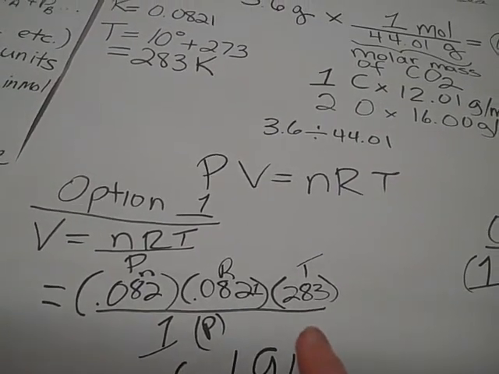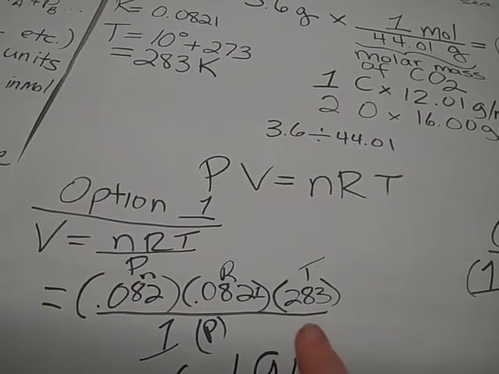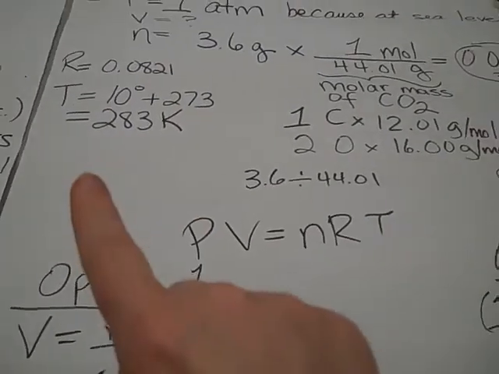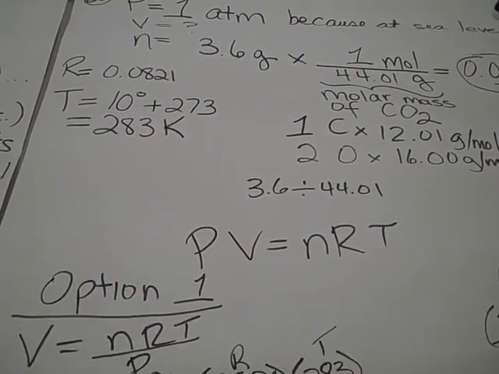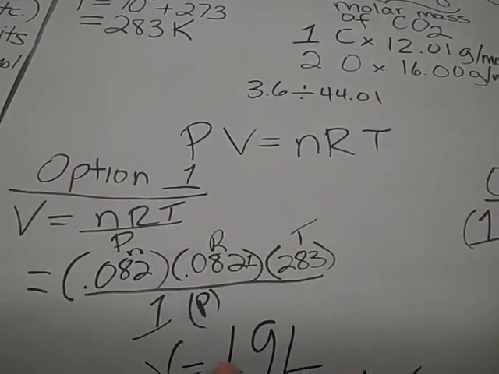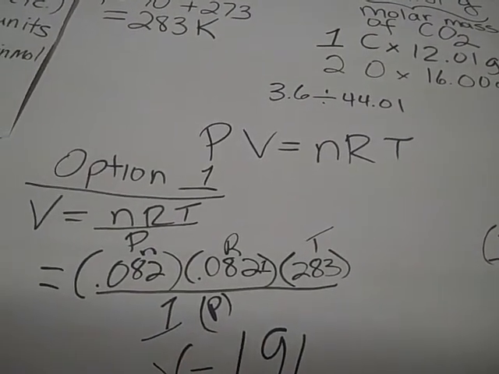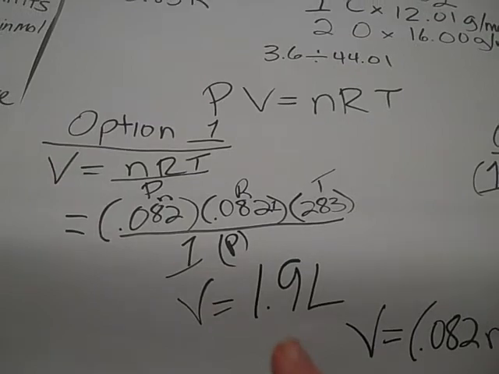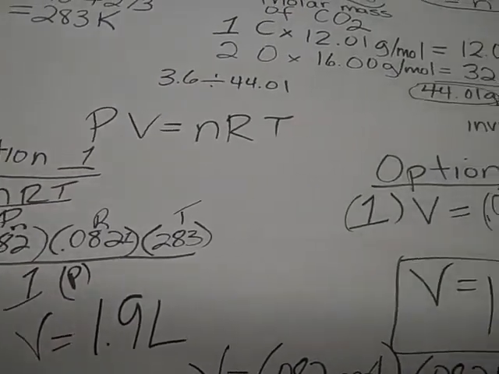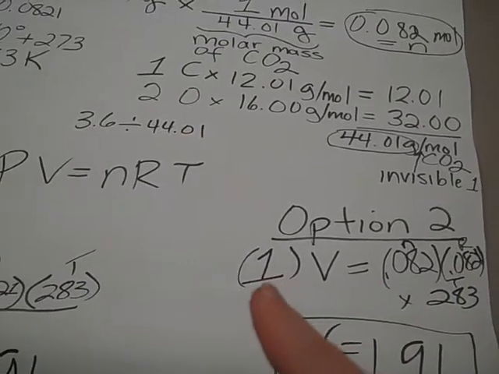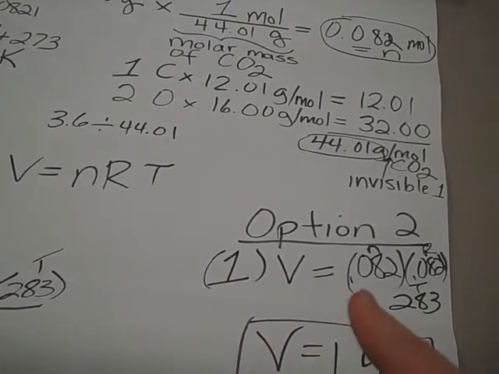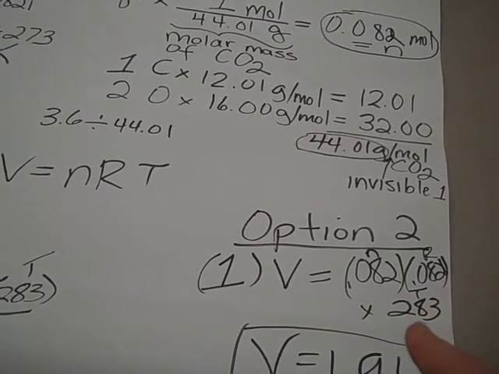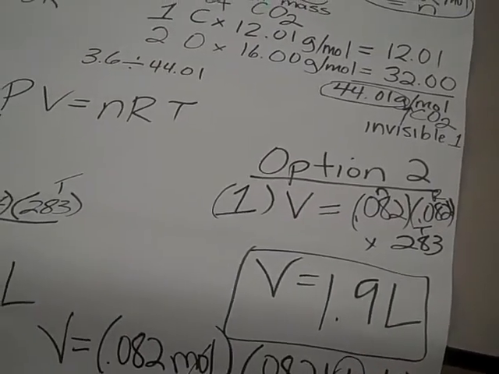283 Kelvin is what our 10 degrees Celsius would be equal to. Sorry, I didn't show that. Oh, there it is. For temperature, you add 273 to anything that's in degrees Celsius. Then we're going to divide that by 1 atmosphere for our pressure. And when you do all the math, you get the volume is equal to 1.9 liters. Option 2, into PV equals nRT, 1 for your pressure times your volume is equal to 0.082 moles times 0.0821 for your gas constant times 283 Kelvin. Either way, you get 1.9 liters.